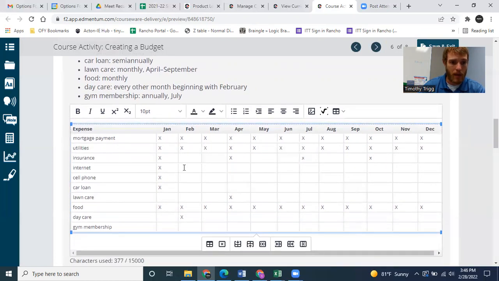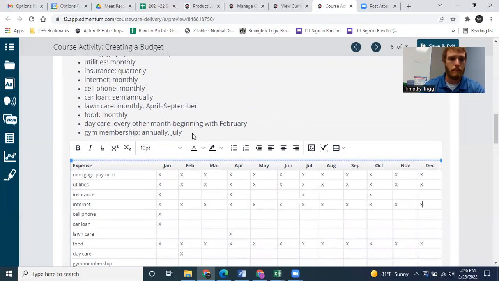Internet pays monthly. So make sure for internet, make sure there's an X on every month across here. All right. Cell phone monthly, same thing.